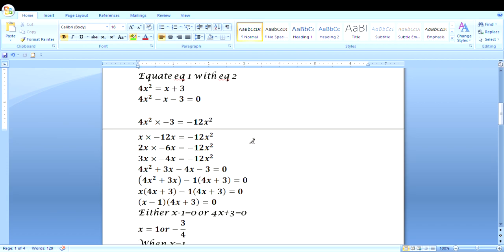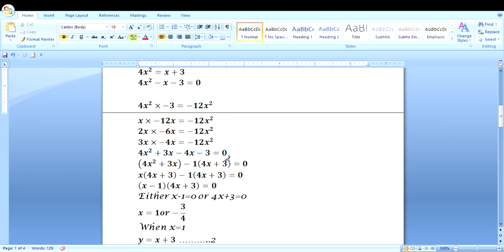And all the factors of minus 12x squared are x times minus 12x, then 2x times minus 6x, then 3x times minus 4x. So among these terms, you can see the one that fits in here. In factorization, we look for the factors of minus 12x squared that, if we add or subtract them, will give us the middle term. And the only pair here is 3x and minus 4x. So this becomes 4x squared plus 3x minus 4x minus 3 equals 0. Then we can easily factorize by grouping them in terms.